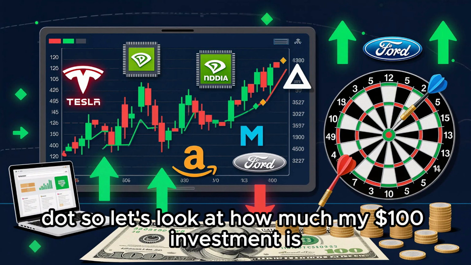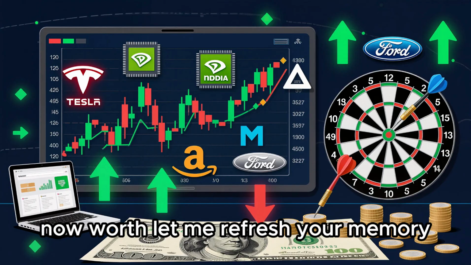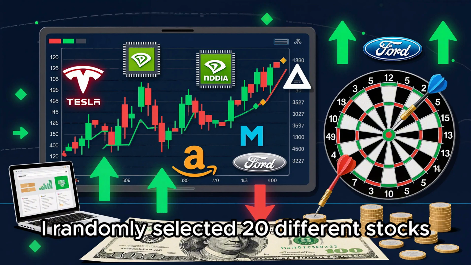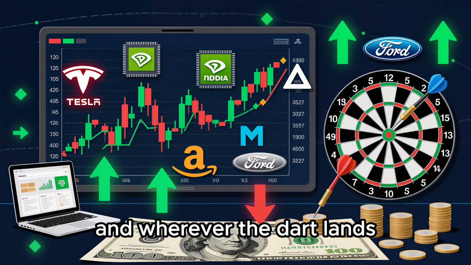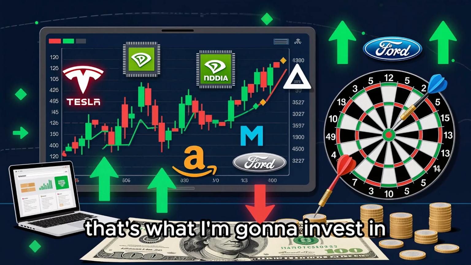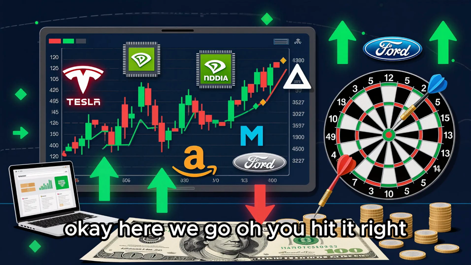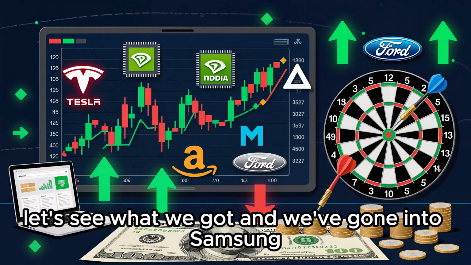So let's look at how much my $100 investment is now worth. Let me refresh your memory. Here's what I invested in. I'm gonna throw a dart at the board, and as you can see, I randomly selected 20 different stocks, and wherever the dart lands, that's what I'm gonna invest in. Now, I've just gotta put on a blindfold. Okay, here we go. Oh, you hit it. Right, let's see what we got.